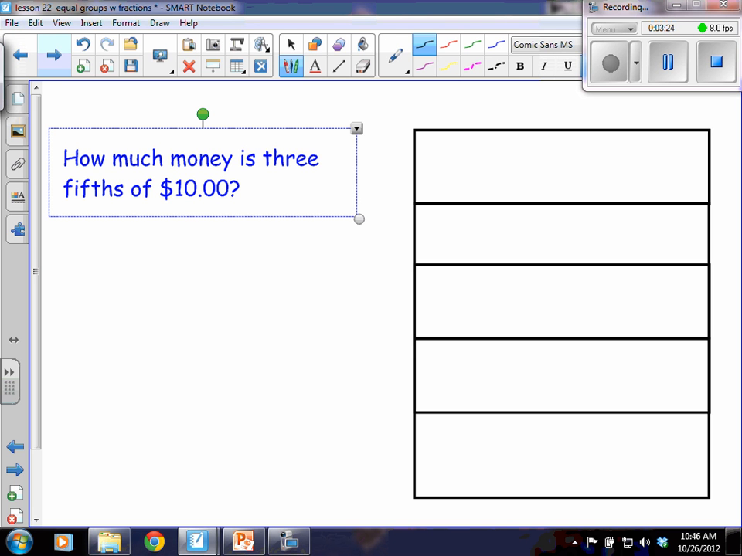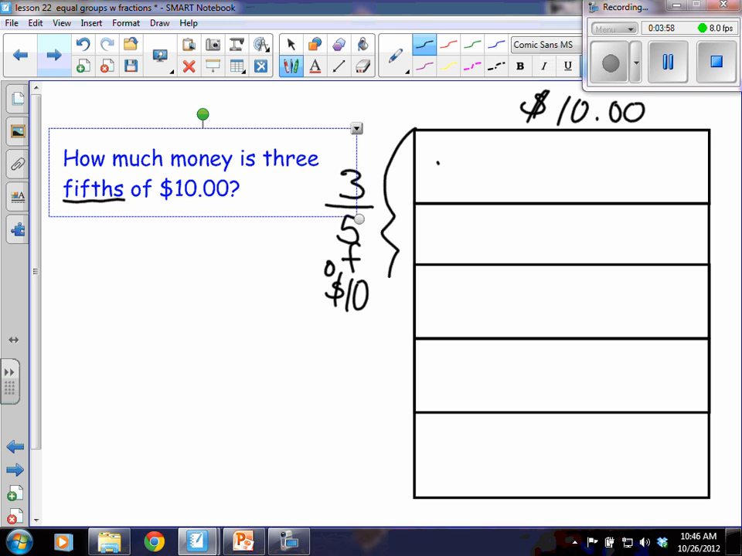We can do this again looking at it in a different way. We can say how much money is 3/5 of $10. We're going to start by putting our total up at the top. This time we have 5 sections. As we see, it's fifths, right? And so I'm going to go ahead and write 3/5 over here, and 3/5 is going to be of that $10. I can go ahead and draw my bracket right away too. So that's 3/5 of $10.